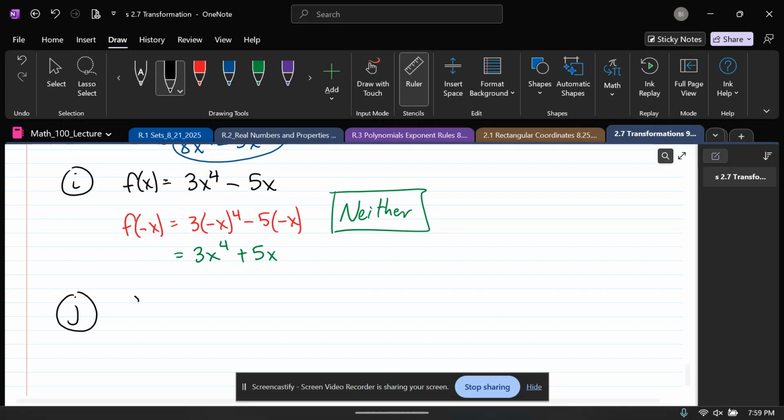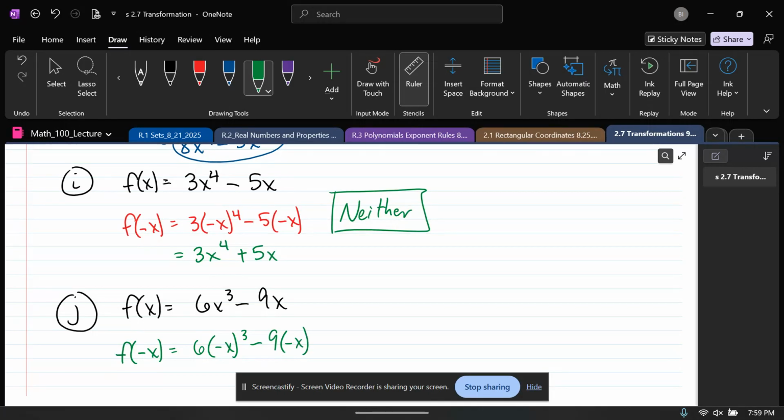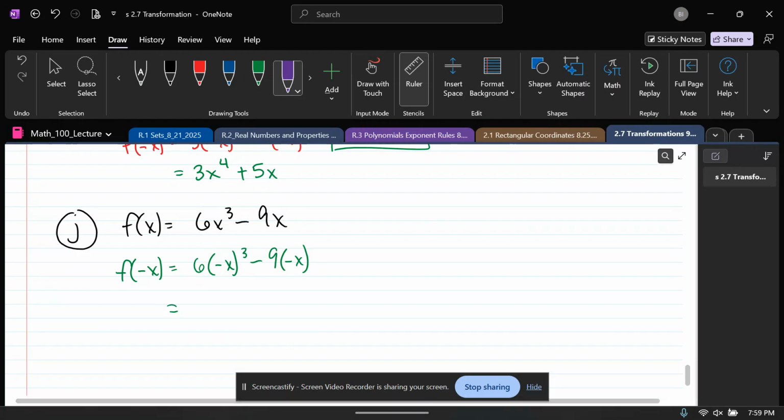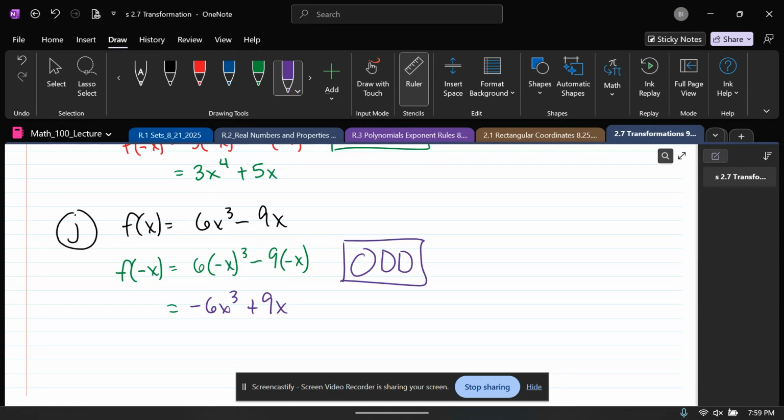One more. F of x equals 6x cubed minus 9x. Odd, even, or neither, and why? Plug in a negative x, and then we're going to simplify. Negative 6x to the third plus 9x. So it's odd because both changed. Everybody changed, so that's odd. That's correct, because everybody changed signs.